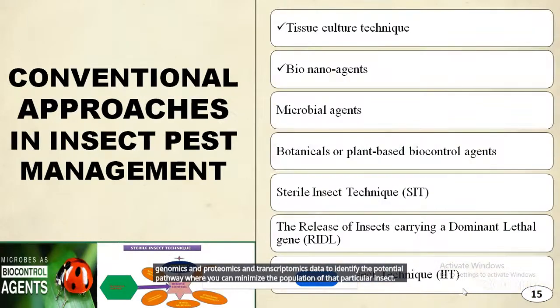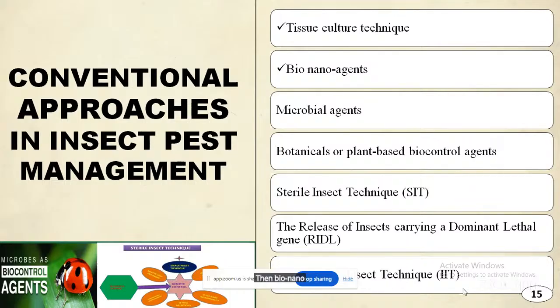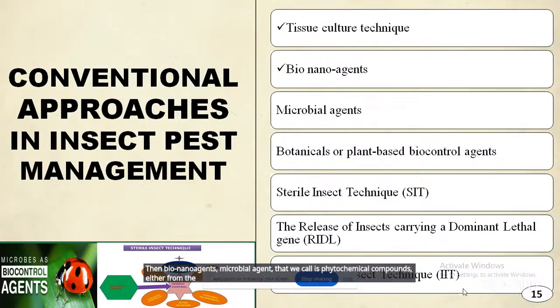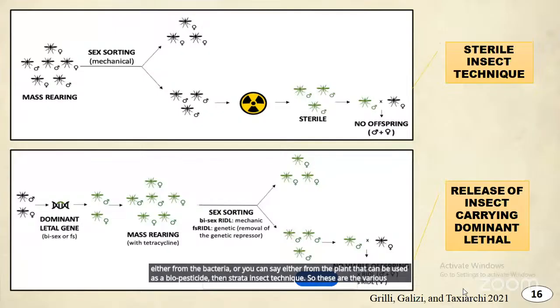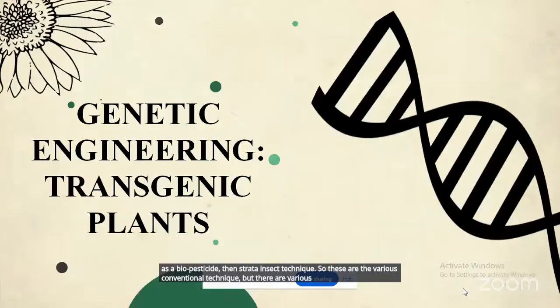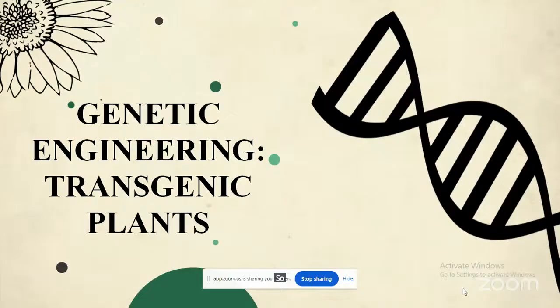If you see the conventional methods for insect pest management, there is the tissue culture technique, where we grow somaclonal variant varieties, or we use rDNA technology. We grow different GMO crops, then bio-nano agents and microbial agents, which we call phytochemical compounds, either from bacteria or from plants, that can be used as biopesticides. Then the sterile insect technique. So these are the various conventional techniques, but there are various limitations of these conventional techniques. So more emphasis has been given to the molecular part.